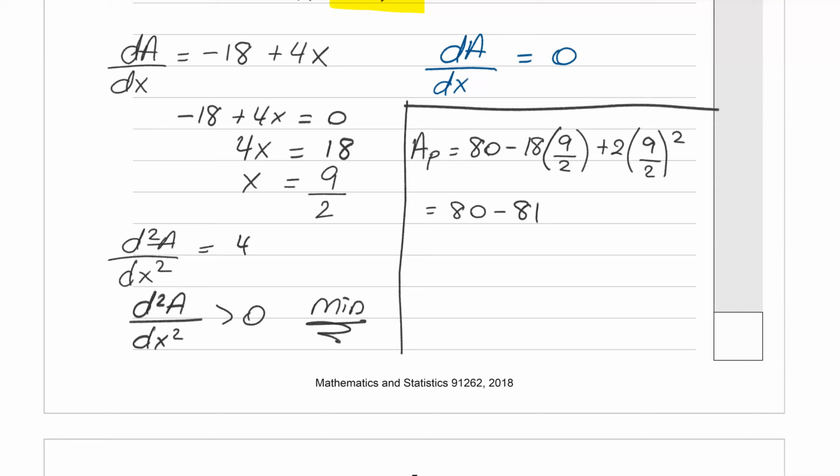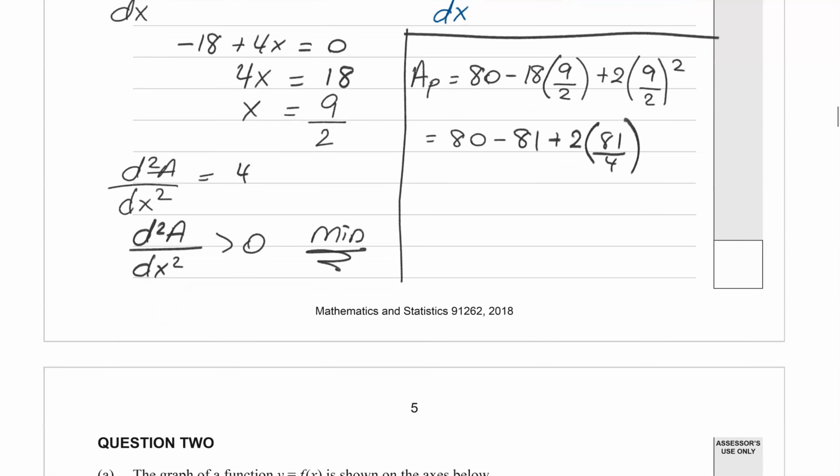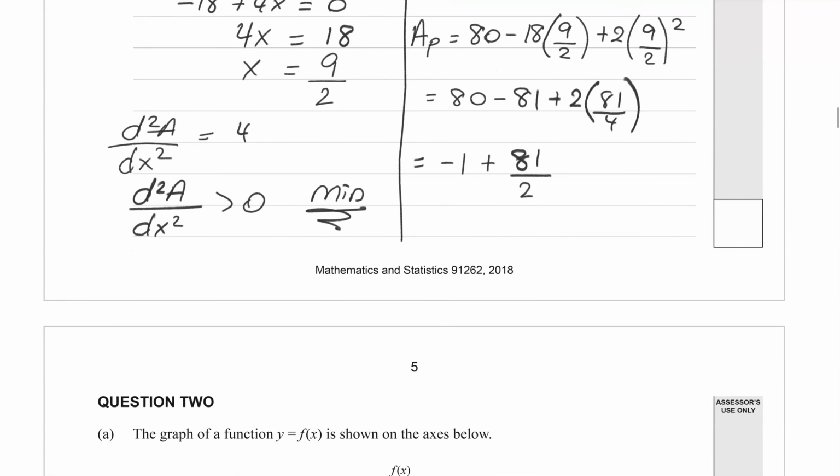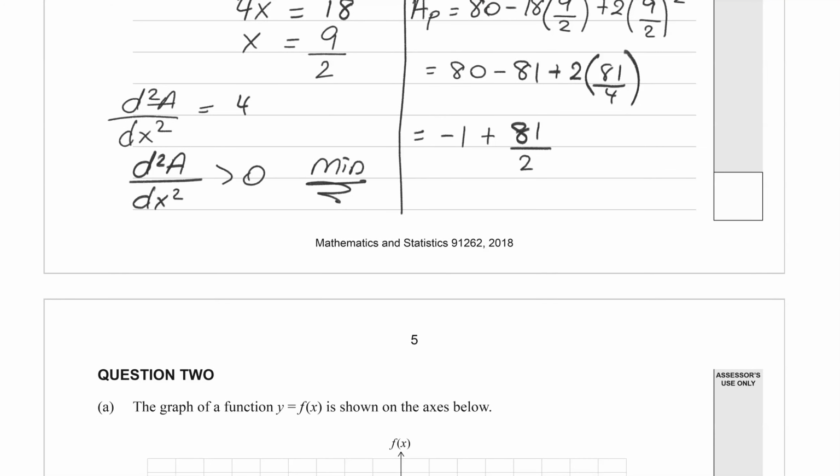So I'll just write it down. So 2 times 81 over 4. So if I've got 80 minus 81 plus 81 over 2, that is negative 1 plus 81 over 2. 81 over 2 is 40.5. And because I'm subtracting 1, that becomes 39.5. So that's 39.5 centimeters squared. That is my minimum possible area. So this over here is my minimum.